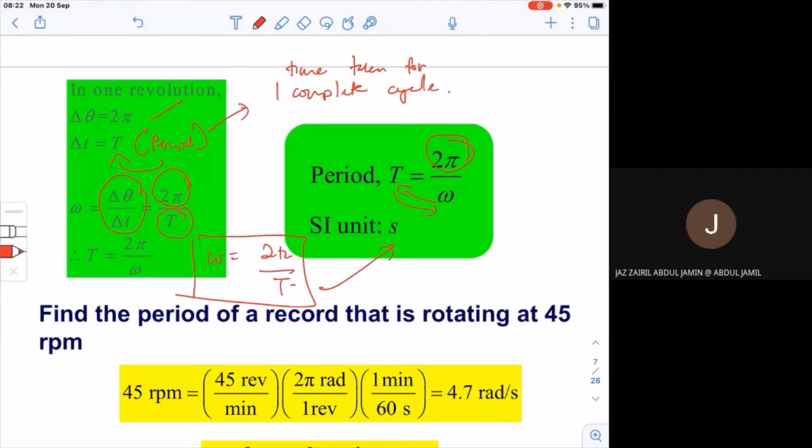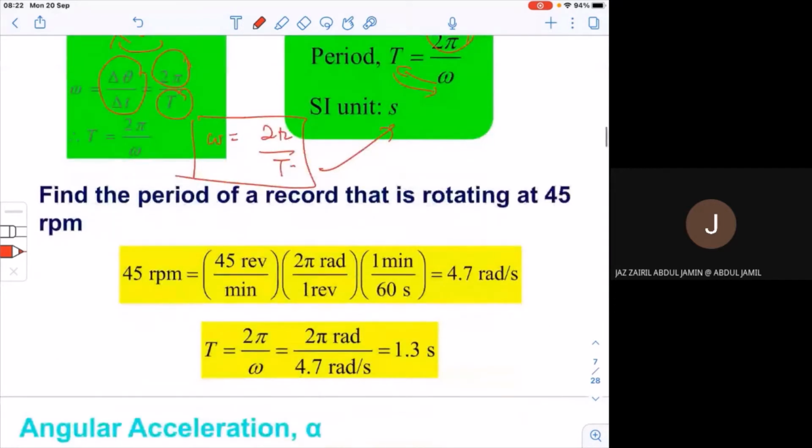For example, the question: find the period of a record that is rotating at 45 round per minute. Again, you need to master how to convert from one unit to another unit.